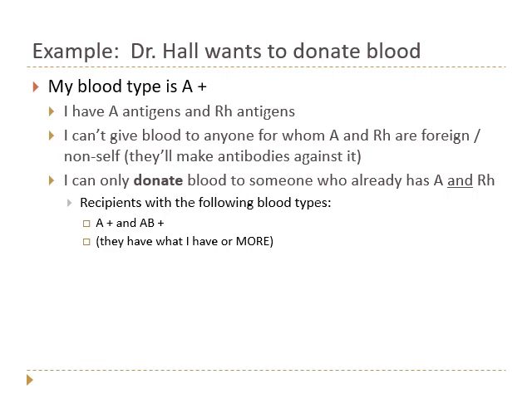So I can only donate blood to people who have A and people who have RH. It turns out there's only two blood types that have A and have RH, and those would be A positive and AB positive, right? Both of those blood types are like, yeah, A is cool with us. Yeah, RH is cool with us. They have what I have or more, so they are willing to tolerate a wide variety of those antigens.